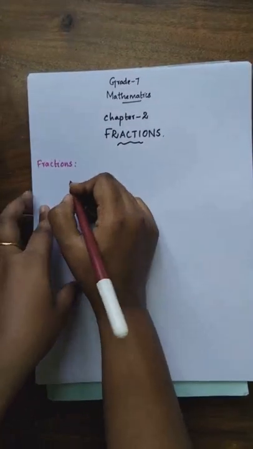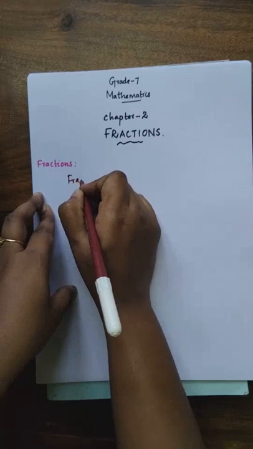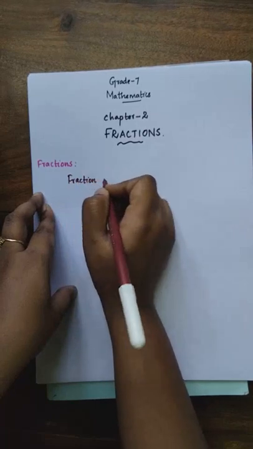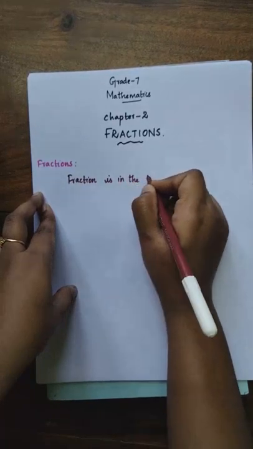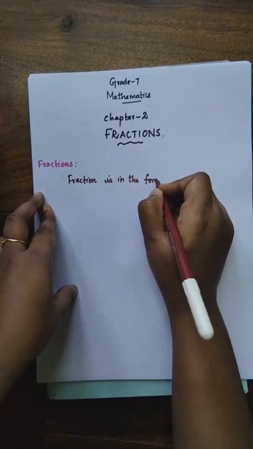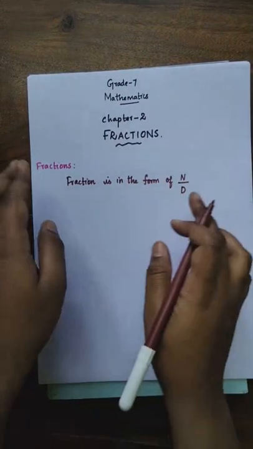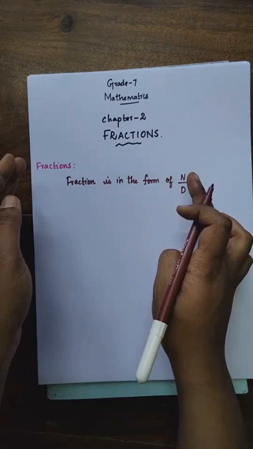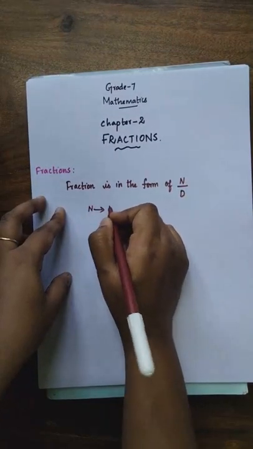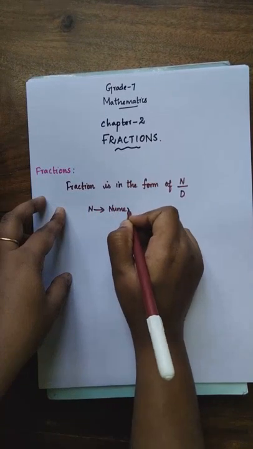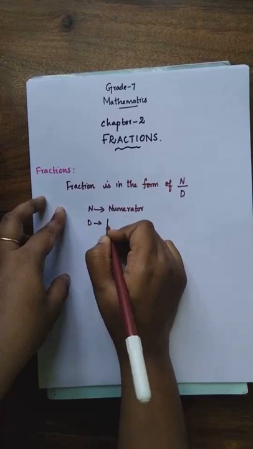Listen, a fraction is in the form of n by d. Here n is the numerator, and d is the denominator.